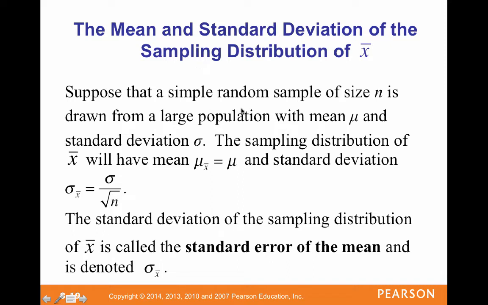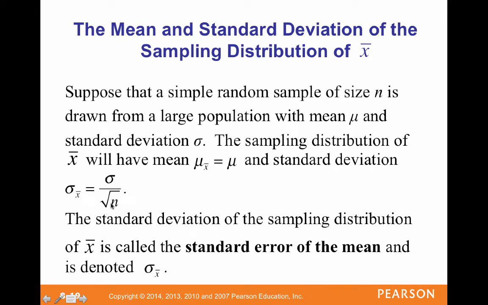So suppose that a simple random sample of size n is drawn from a large population. Now keep in mind, this is a large population that's already normally distributed. That's the case that we're dealing with here, with mean mu and standard deviation sigma. The sampling distribution of x bar will have a mean equal to the population mean. So the mean of the sample means, in other words, the center of that distribution, is equal to the population mean. And the standard deviation is equal to the standard deviation of the population divided by the square root of n.